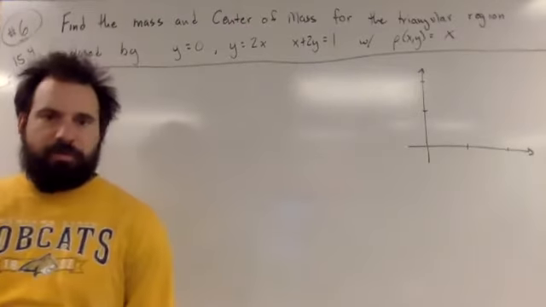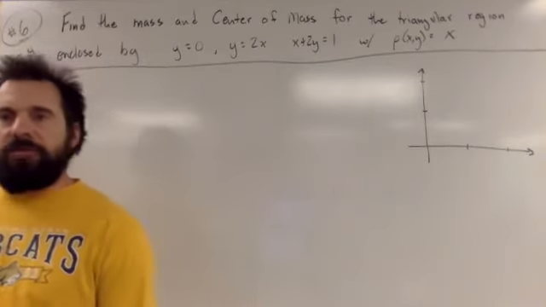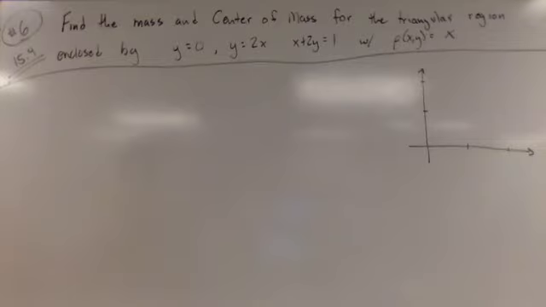Okay, so here's problem number 6 out of section 15.4, which is asking you to find the mass over the region given by y equals 0, y equals 2x, and x plus 2y equals 1. That's a triangular region. The first thing we're going to do is graph that region.